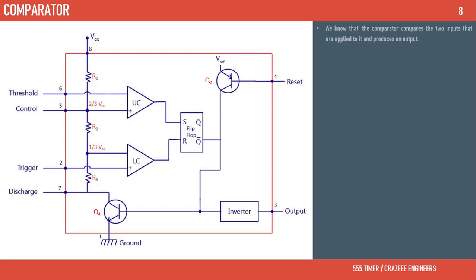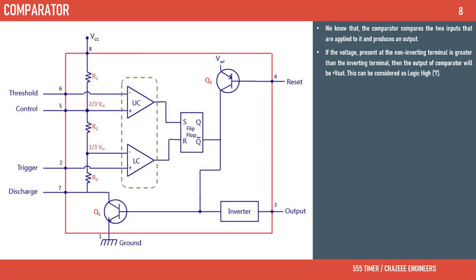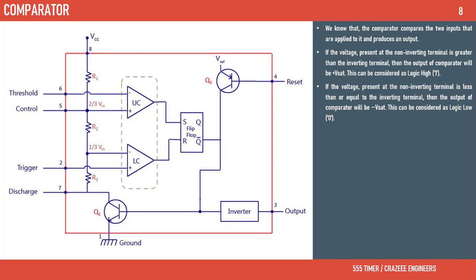Comparator. We know that the comparator compares the two inputs that are applied to it and produces an output. If the voltage present at the non-inverting terminal is greater than the inverting terminal, then the output of the comparator will be plus Vsat. This can be considered as logic high 1. If the voltage present at the non-inverting terminal is less than or equal to the inverting terminal, then the output of the comparator will be minus Vsat. This can be considered as logic low 0.